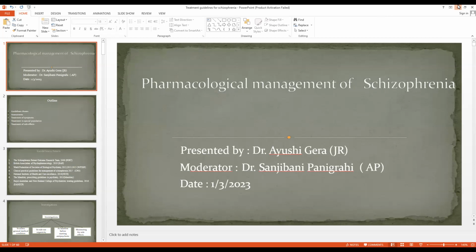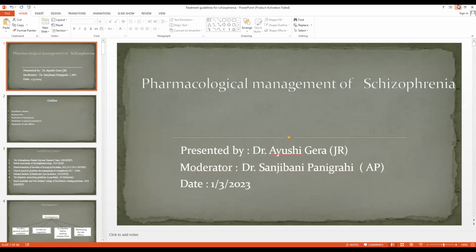Outline: we will be going through the various guidelines chosen, assessment, treatment of symptoms, treatment of special populations, and treatment of side effects. The guidelines chosen are the Schizophrenia Patient Outcome Research Team core guidelines, the British Association of Psychopharmacology 2019 guidelines, World Federation of Societies of Biological Psychiatry 2012, 13, and 15 guidelines, clinical practical guidelines for management of schizophrenia published in the Indian Journal of Psychiatry in 2017, National Institute for Health and Care Excellence NICE guidelines, Maudsley guidelines, and Royal Australian and New Zealand College of Psychiatrists treatment guidelines 2016.